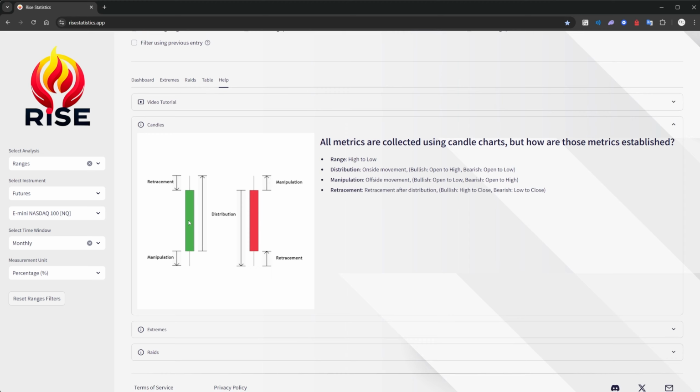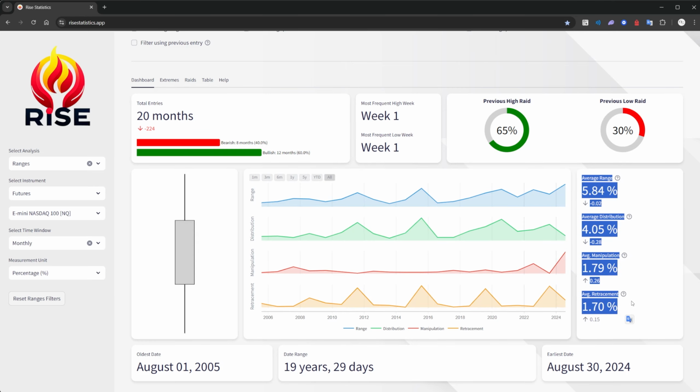If we're looking at a bullish candle, the distribution is open to high, retracement is going to be from the high to the close, and the manipulation from the open to the low. Now, vice versa for bearish candles. We're looking at opposite movement, full extent of the movement, retracement after, and the full range of the candle is the range. And these average levels can give you some pretty good insight into when we are overextended or underextended. What does that mean?